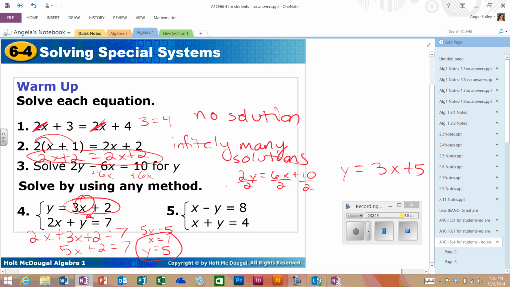For this next one, I'm actually going to eliminate, because I see that these are already opposites. So if I combine equations, x and x makes 2x. Negative y and positive 2y just goes away. And then 8 and 4 makes 12. And then I can divide by 2, and my x value is 6. If I plug that into one of the equations, if I plug it in here, I'll get 6 minus y equals 8. So by moving things around, I'm going to get y is negative 2. Okay?